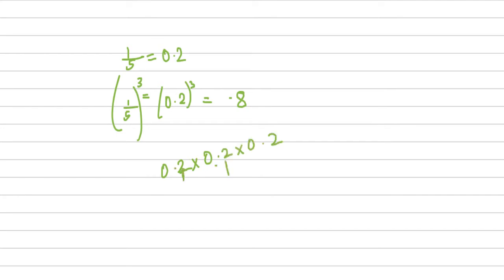1, 2, 3. So we have 3 decimal points. So what you can do is make sure that in the answer you have 3 decimal places. 1, 2, 3. Okay, so the final answer is 0.008.